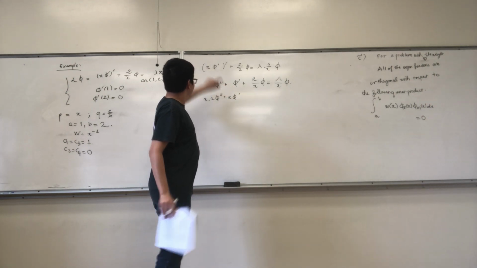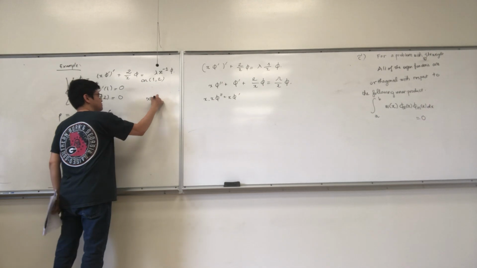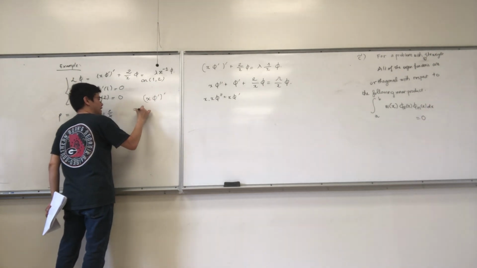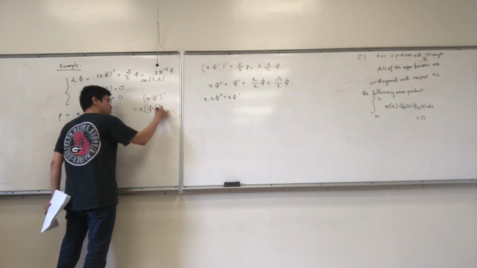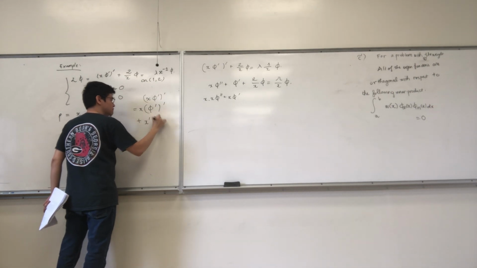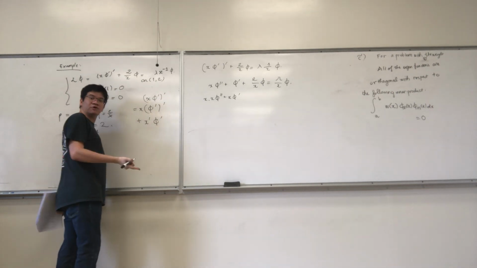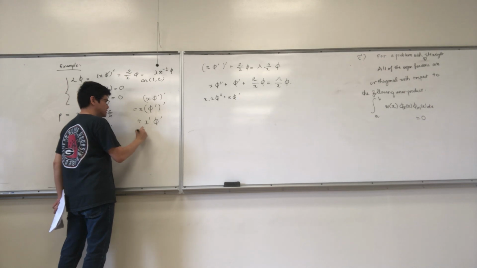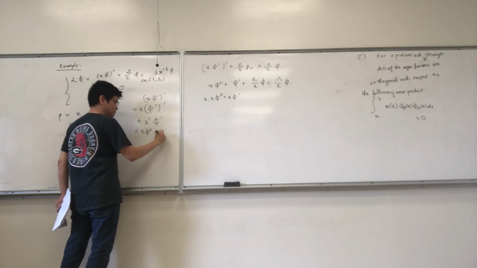So I'm going to do x phi prime, right? It will be x phi prime plus x prime phi prime, right? This is possible, I just got it wrong. Then this is x phi second plus phi prime.